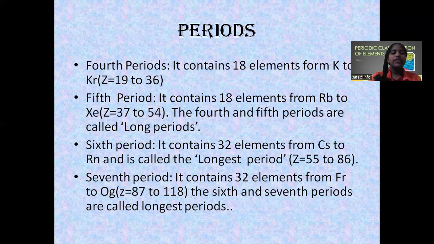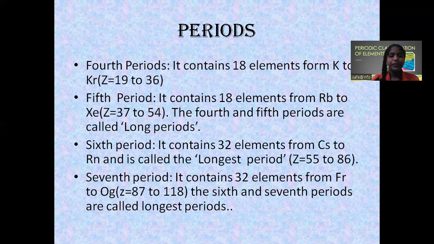So the first period has 2 elements and is called the shortest period. The second period has 8 and the third period has 8 elements, and they are called short periods. The fourth period has 18 and the fifth period has 18, and they are called long periods. The sixth period has 32 elements and is called the longest period.